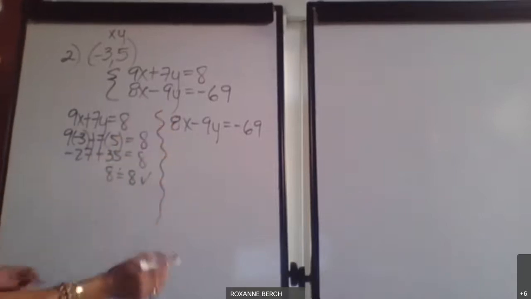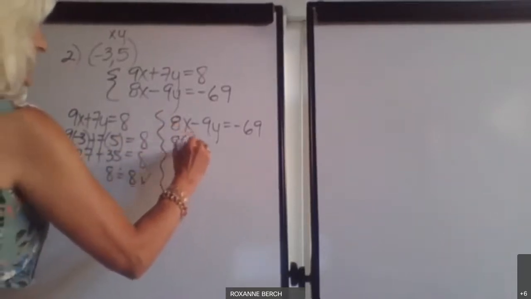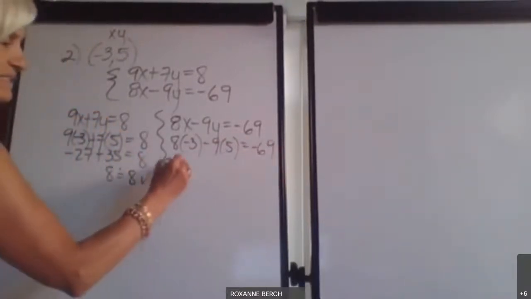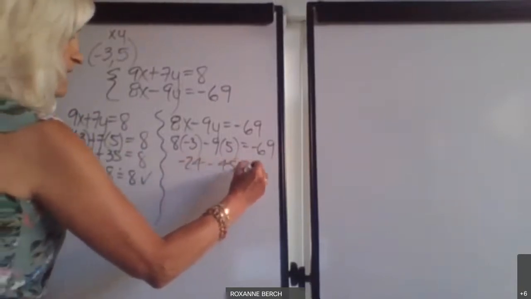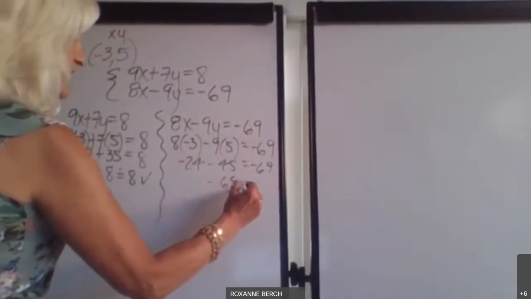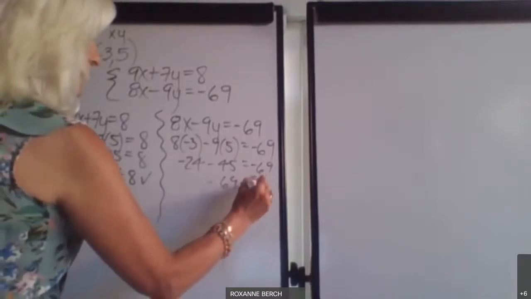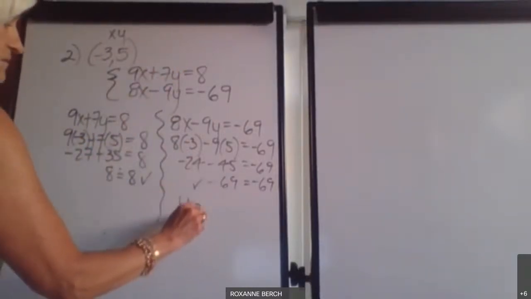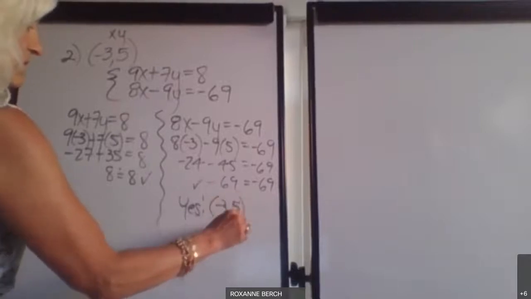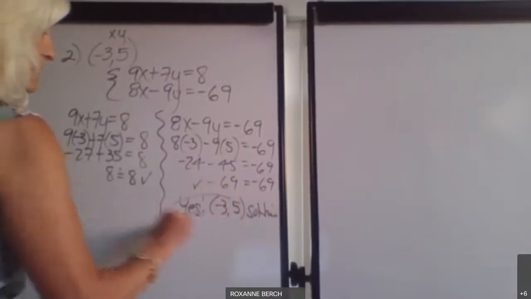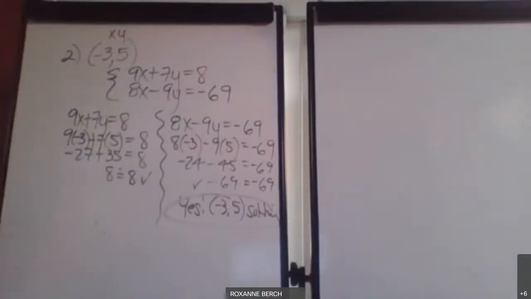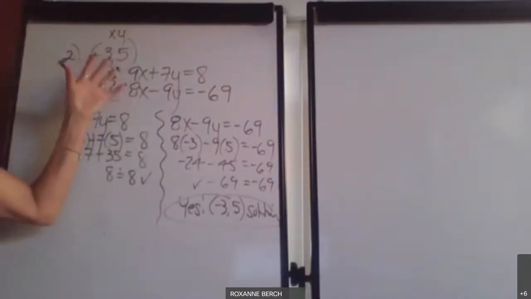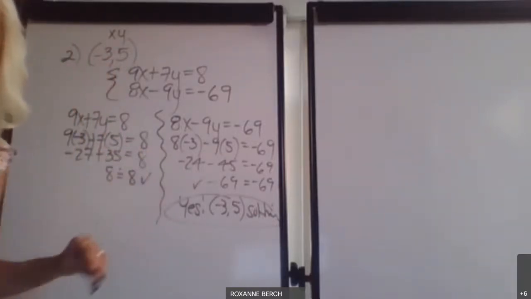So you have to go to the second one and do the same thing. 8 times -3 minus 9 times 5. Does that equal -69? Does -24 minus 45 equal -69? Does -69 equal -69? Yes, it does. So therefore, yes, this is a solution. Okay, so that's the first thing we learned, verifying if an ordered pair is a solution to a system.